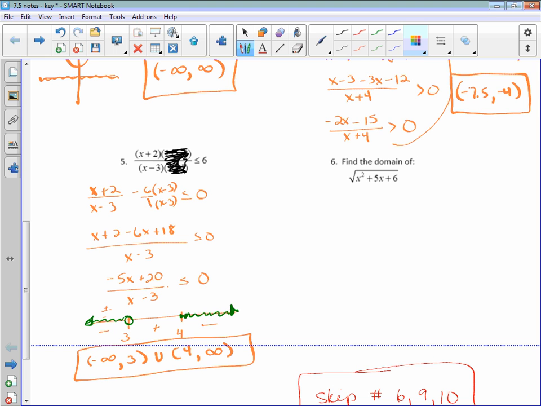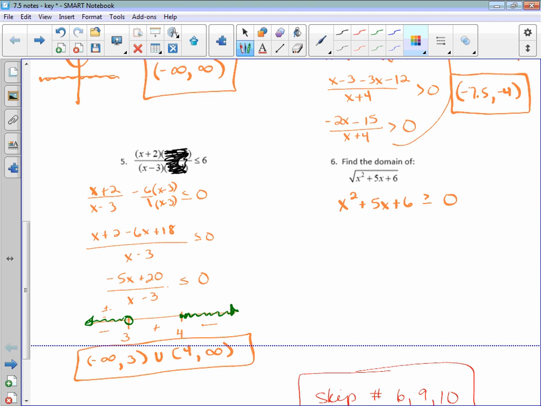Well, let's do number 6. This is just a throwback question for you. I know it's not Thursday, we can still do it, okay? When you're finding domain, throwback Tuesday, you set what is under the radical greater than or equal to 0, right?